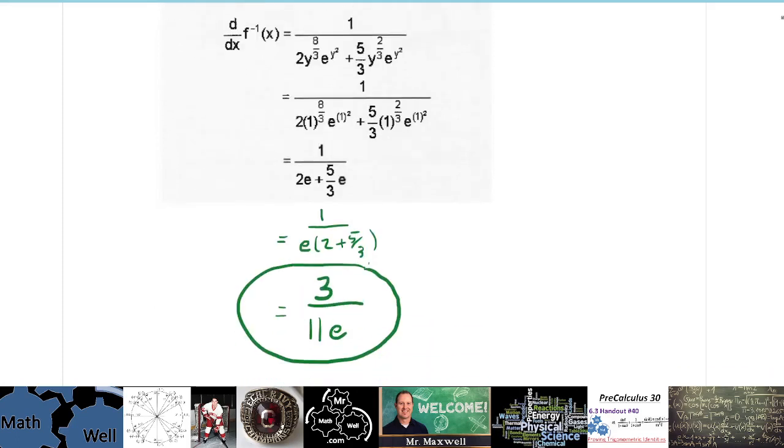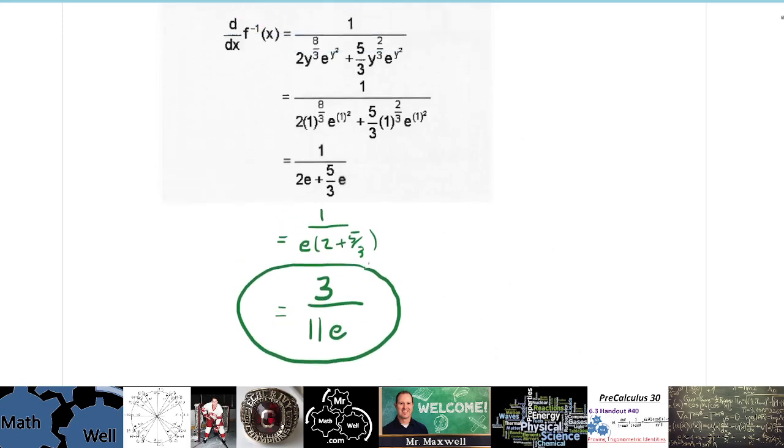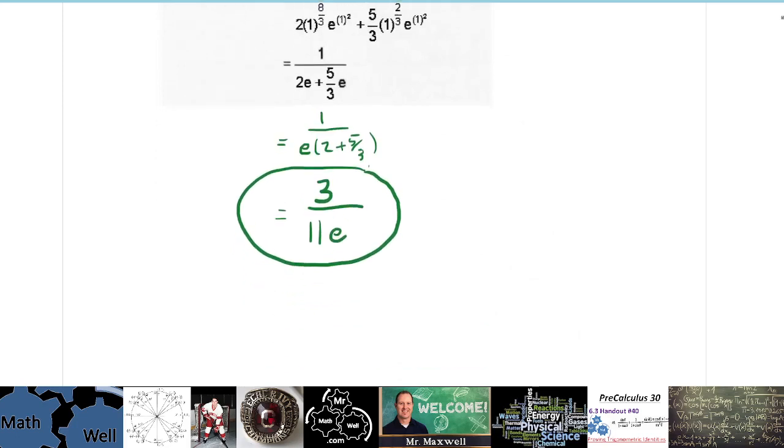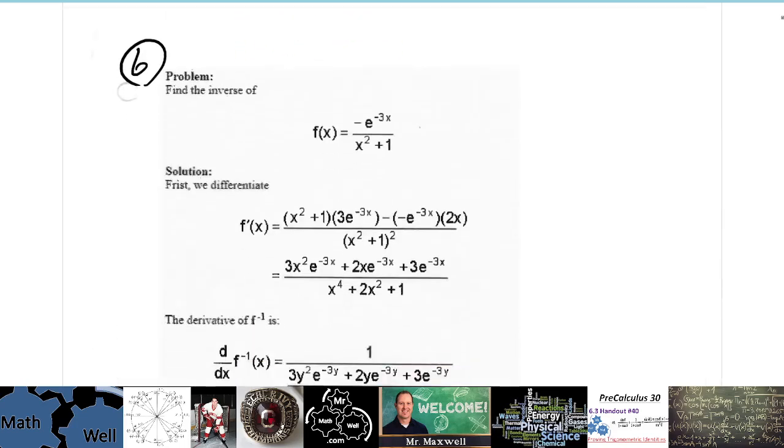Anybody get that? I got 3 over 10e. 3 over 10e? I think it should be 3 over 11e. Because if you multiply 2 by 5, that's 10, right? Oh, it's plus. Yeah. Anyways, we can come back to that one. But let's do the 6th one.